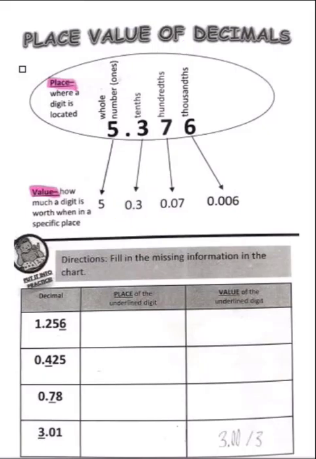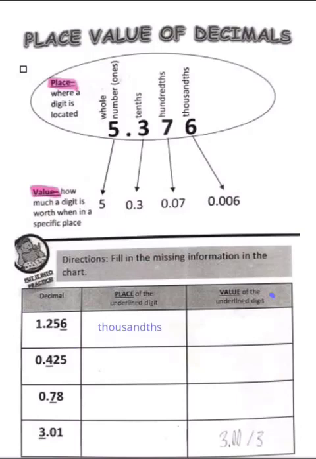Let's take a look at this number down below. We have 1 and 256 thousandths. Now this says, what is the place of the underlined digit? Well, we know that if we count over from the right, there's whole, tenths, hundredths, thousandths. So the 6 is in the thousandths place.